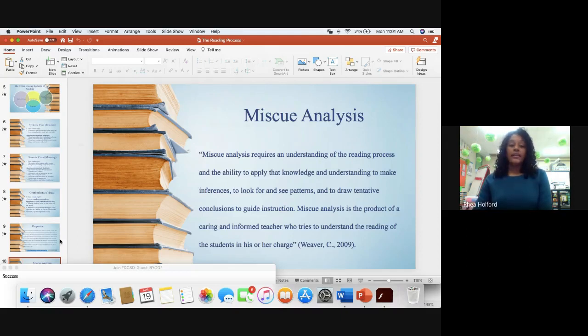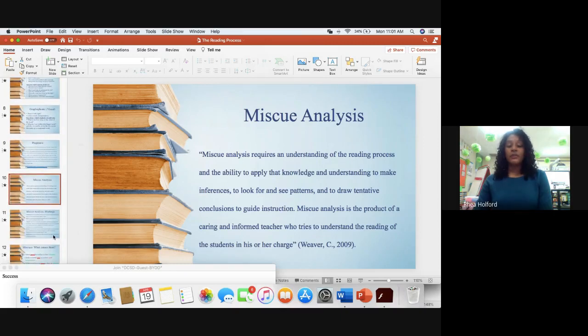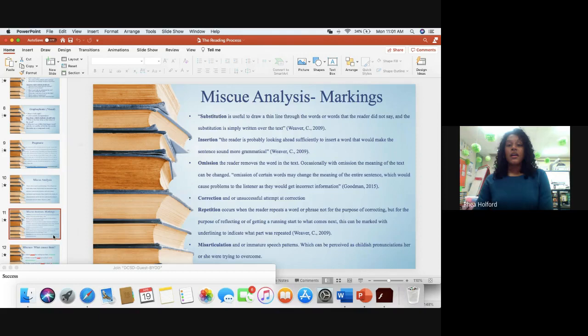So I did a miscue analysis on one of my students for a previous paper that I had to write. For the miscue analysis, I'm going to go over the markings. Miscue analysis includes substitution. It's useful to draw a thin line through the word or words that the reader did not say, and the substitution is simply written over the text.